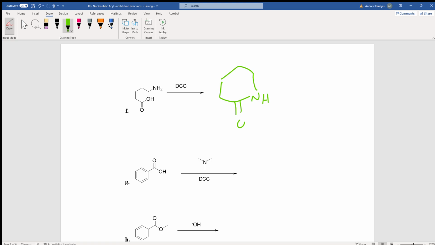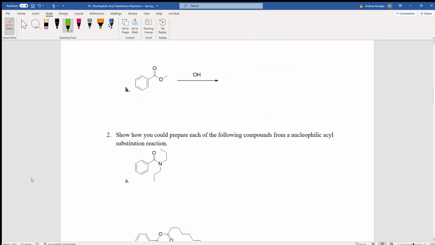G is also the addition of an amine in the presence of DCC, but this amine is actually tertiary. And tertiary amines, because they don't have any hydrogens that we can remove, won't react here. And then part H, addition of hydroxide to an ester. These are very general basic hydrolysis conditions. And so the result here is that we can form a carboxylic acid.